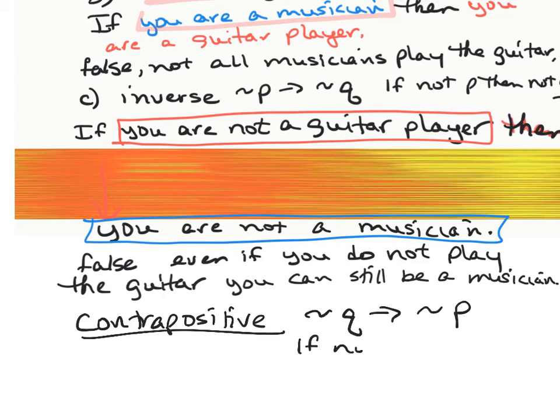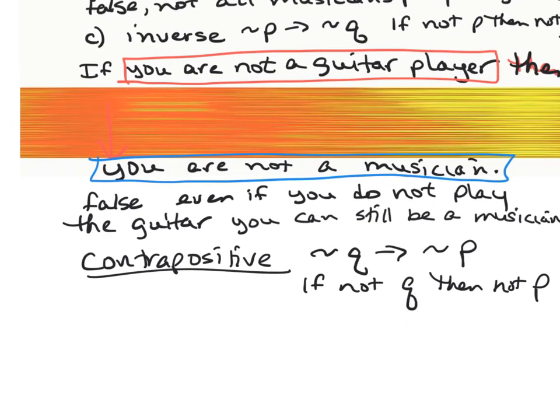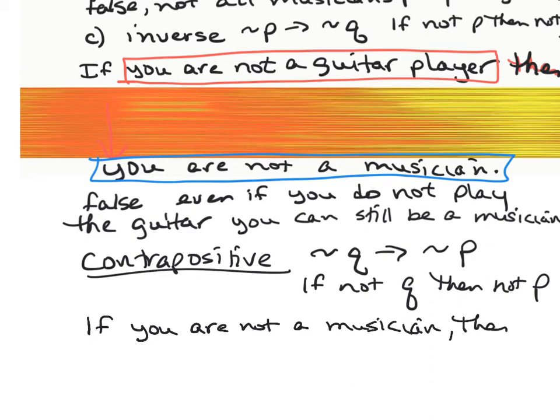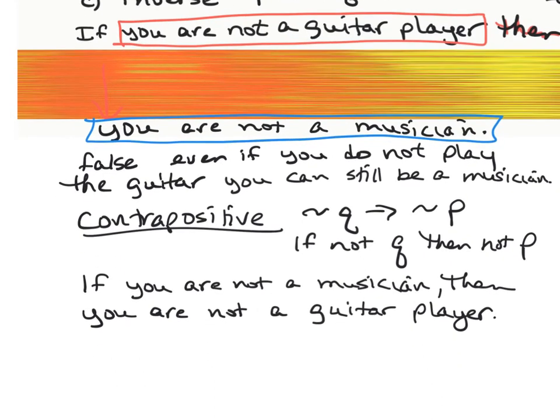So if not Q, then not P. Let's try it. So if you are not a musician, then you are not a guitar player. And this would be true. So a person who's not a musician cannot be a guitar player.